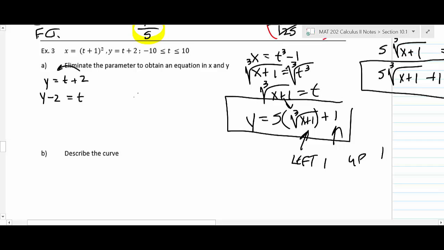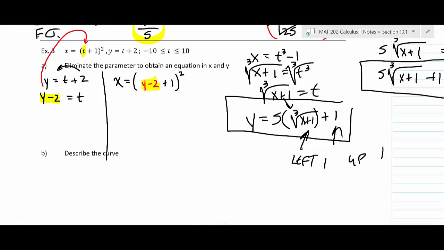Okay, so what you're going to do is plug that in. This thing right here gets plugged in right there. So just plug that into the other equation. So you're going to have x equals parentheses, then you'll have y minus 2, like that, then plus 1, to the second, like that. So again, you just plug in and then you calculate. So if we do this, we're going to have x equals y minus 1 to the second power.